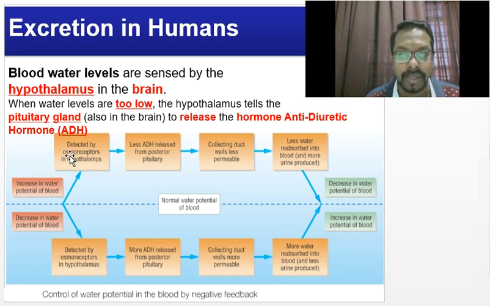What happens when the water potential of blood increases? Again, it is detected by the osmoreceptors in the hypothalamus, and less ADH will be released. When less ADH is released, the collecting duct is less permeable. You have much water in your body, but you don't want to keep it. So your collecting duct walls become less permeable so that you don't reabsorb water a lot. Less water is reabsorbed into the blood and more urine is produced, and when you urinate, you will have a decrease in water potential of blood. Again, negative feedback, remember.